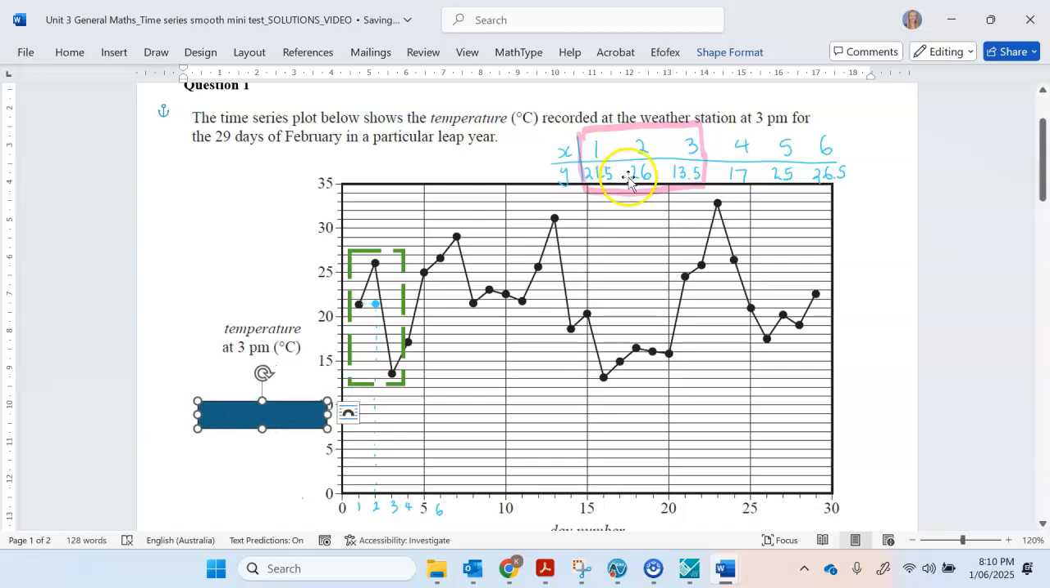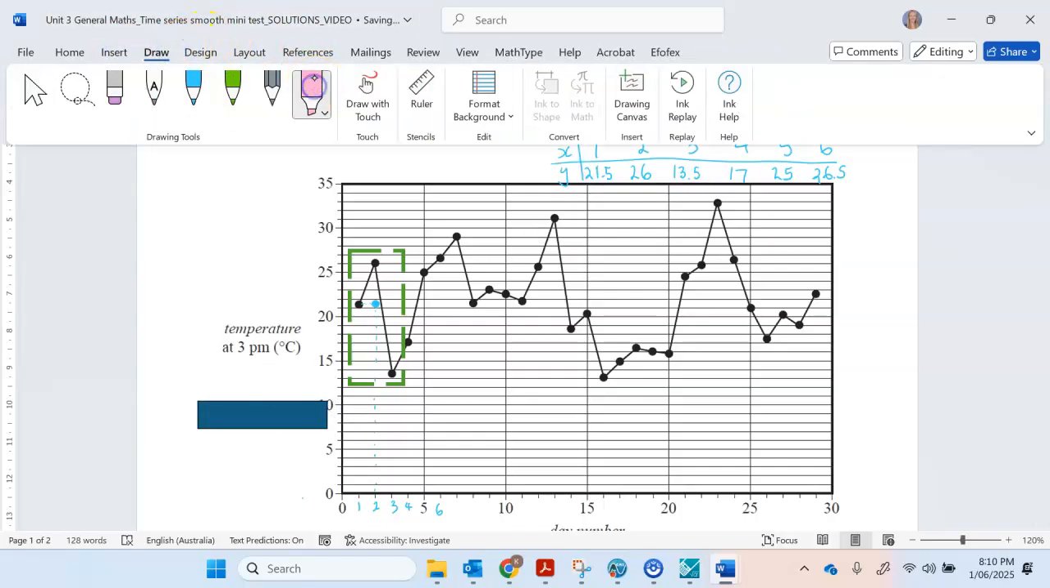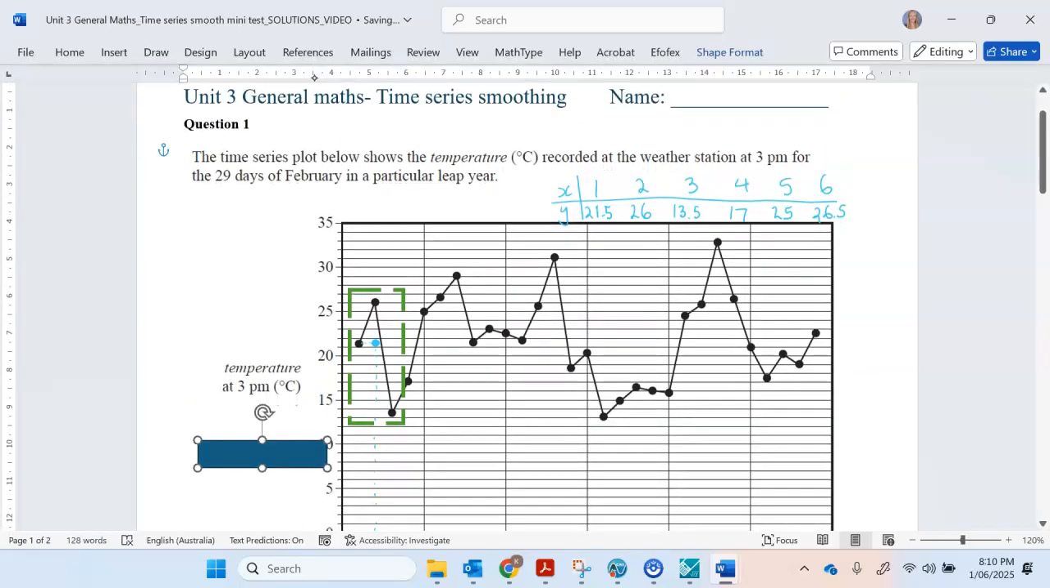All right, so then if we went along and did the next lot of 3. I'm just going to get rid of that pink box and let's do the same thing, but we're going to do it for the next 3 values. All right, so 3 is the middle. And then we've got 13.5, 17, and 26. Obviously 17 is your median.